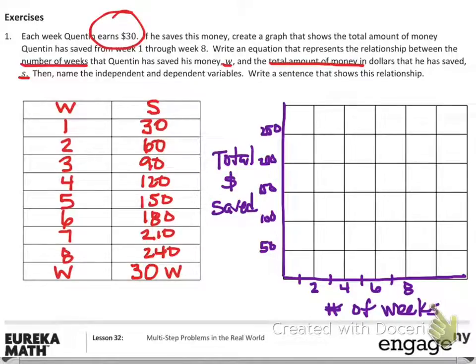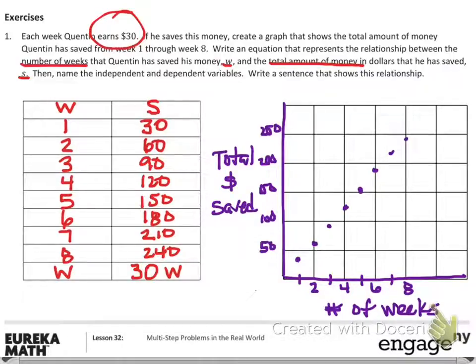And then we just plot the data. 1 week saved, he's going to have $30. So about right there. After 2 weeks, $60, a little bit more than 50. Okay, after 3 weeks, it's 90, just under 100. After 4 weeks, it's 120. So that's somewhere right in there. After 5 weeks, it's 150. That's right on the line. After 6 weeks, we'll be at 180, a little less than 200, so right in that area. After 7 weeks, it's 210, a little bit above 200, and then 8 is 240. So 8 will be, let me get that down out of there, 240, just under 250, so right in there.